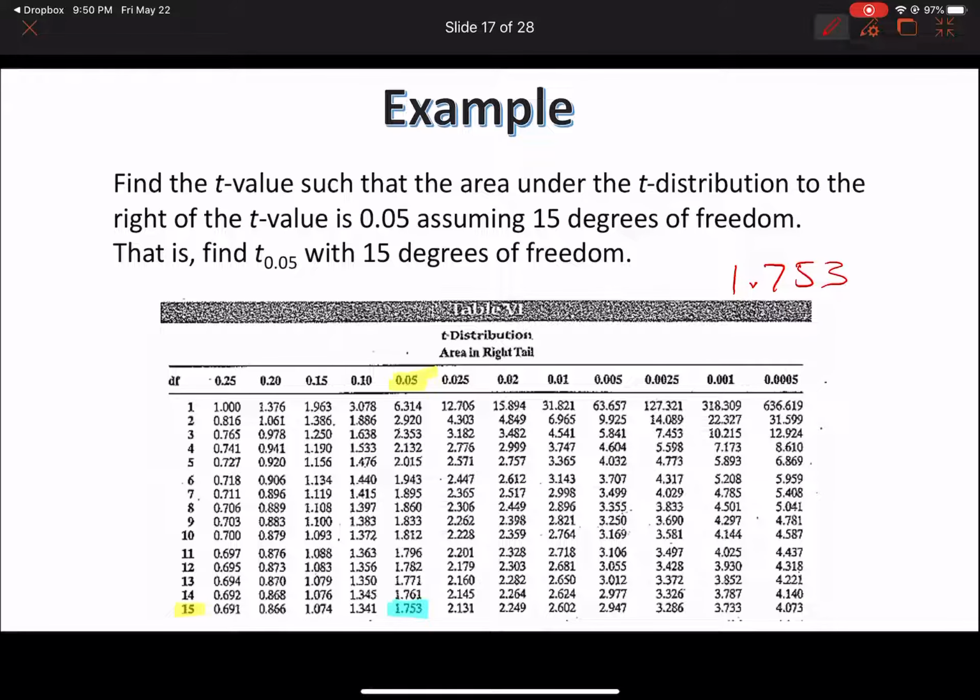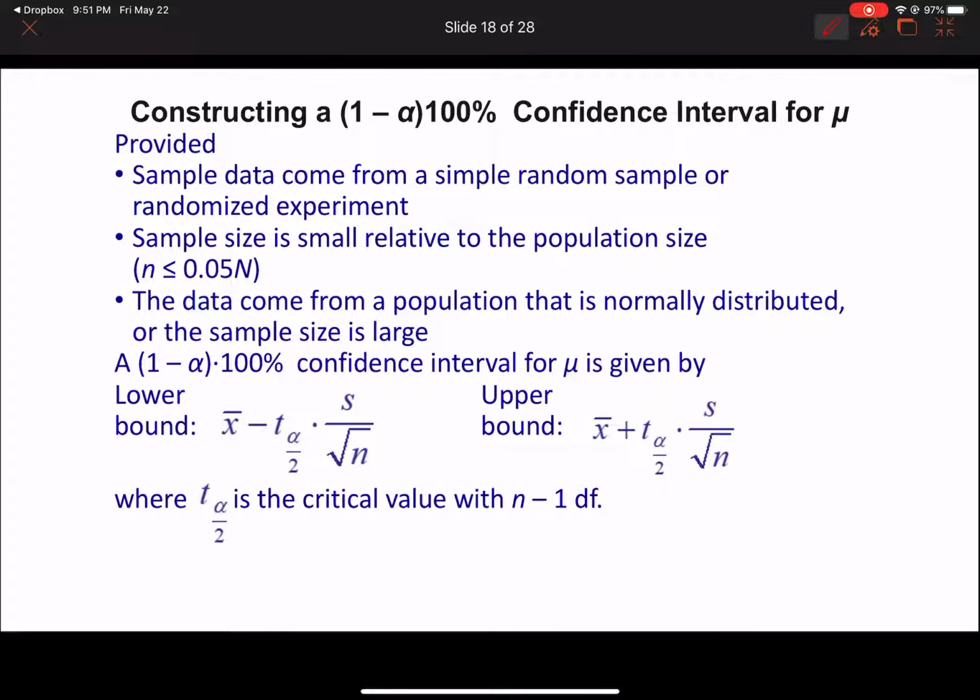Now our inverse norm does not work on this one, at least not that I have found. So you actually need to use this t table to find your t value. Make sure that you have the t table handy when you are getting ready to take a test or a quiz. Okay, moving on.